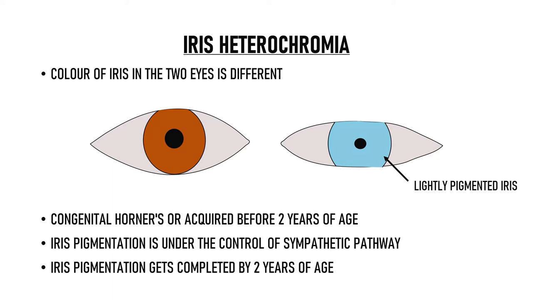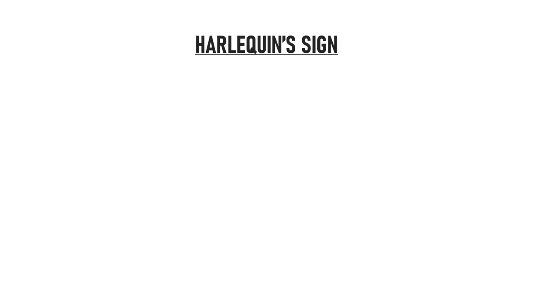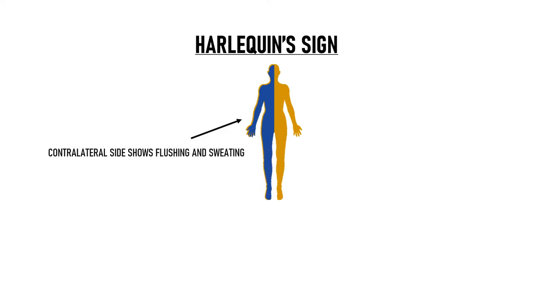Certain features of Horner syndrome are rare and transient. They include increase in the amplitude of accommodation, which can affect near vision, transient hypotony of the globe, redness of the eye, changes in tear viscosity, and asymmetric flushing of the face. This asymmetric flushing and sweating of the face is known as Harlequin sign. Harlequin sign is usually seen in children with Horner syndrome, where the contralateral side shows flushing and sweating, while the affected side is anhidrotic and blanched. Harlequin sign can also occur in adults after physical exercise.